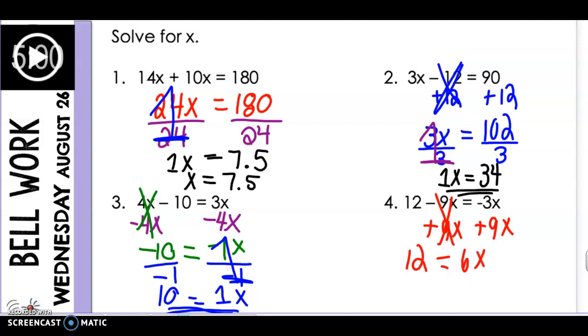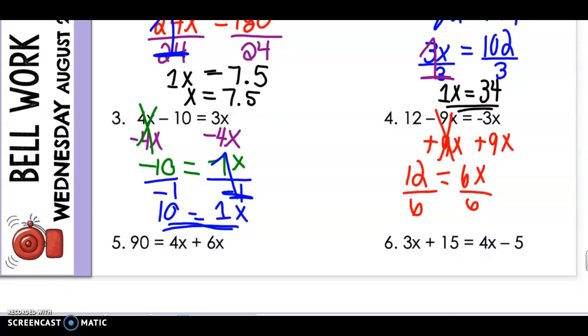6x. Now, we want x on one side of the equation by itself, but right now we have 6 times x. We have 6 x's over here. So we're going to divide both sides by 6 because the opposite of multiplying by 6 is dividing. We're going to do that. 12 divided by 6 is 2. This right here is a giant 1. So 2 equals x. 1x if you want to write it like that.